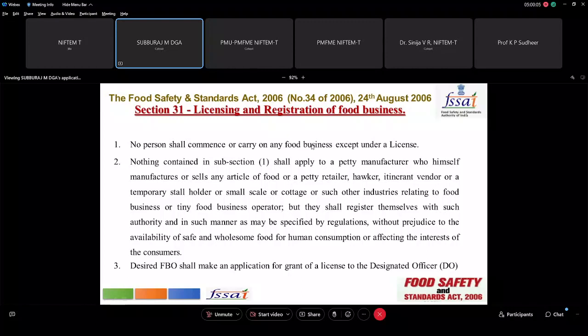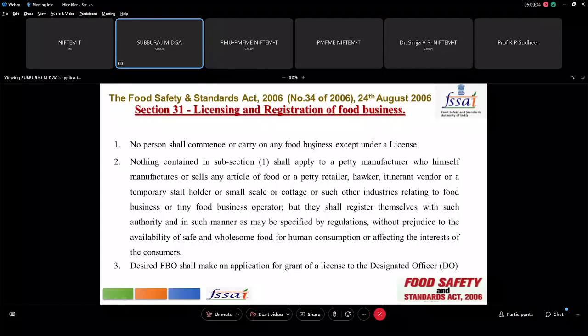Section 63 clearly states that if you do food business without a license, you will be punished with 6 months imprisonment and a 5 lakh fine. It is not a small thing; it is a criminal offense. Whether you are a petty retailer, hawker, importer, exporter, or e-commerce operator, you have to take the FSSAI license.